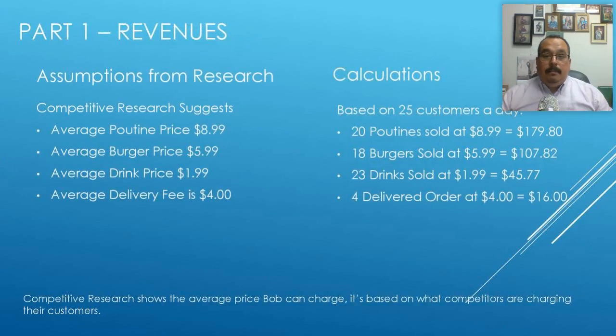The calculations for that, well, you'll see 20 poutines, you look at $179.80, $107.82, $45.77, $16. This is, again, step by step. How many people are coming? What's the percentage that they're going to use each one of these? What's going on with this? Now we have a good idea of how much each segment is going to make. So let's translate that.